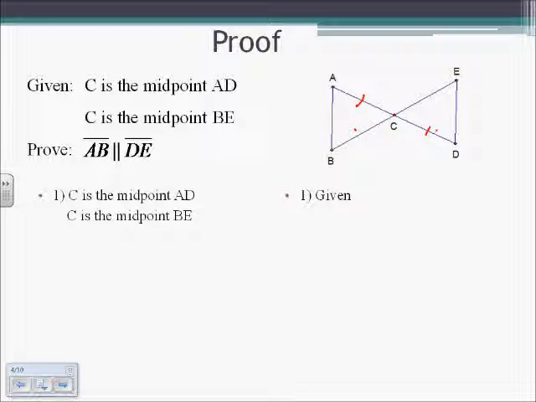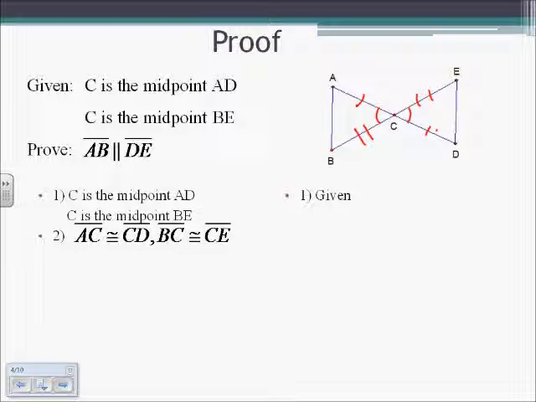C is also the midpoint of BE, so therefore BC is congruent to CE. You're going to tell me that I have a bow tie, so therefore I have vertical angles. So therefore angle ACB and DCE are congruent by the vertical angles theorem. And then I know that two triangles are congruent by side angle side. So let's write some of that up.